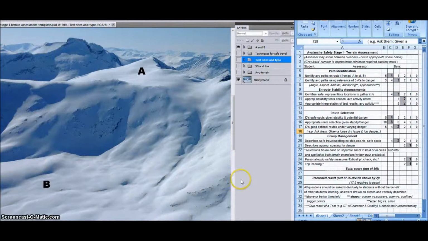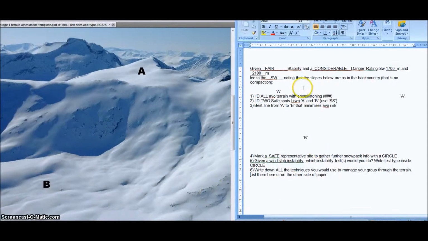Hello, this video will help describe the Stage 1 terrain assessment template that we'll use in the field for Stage 1 New Zealand courses. We'll be using a picture such as the one on the left side. This can be done either on a computer or just handwritten with a print, by making an A and a B and having a set of instructions which we'll go through, as well as, on the right hand side, the terrain assessment score sheet with the prompts for the instructors and the scores to be made of each student.